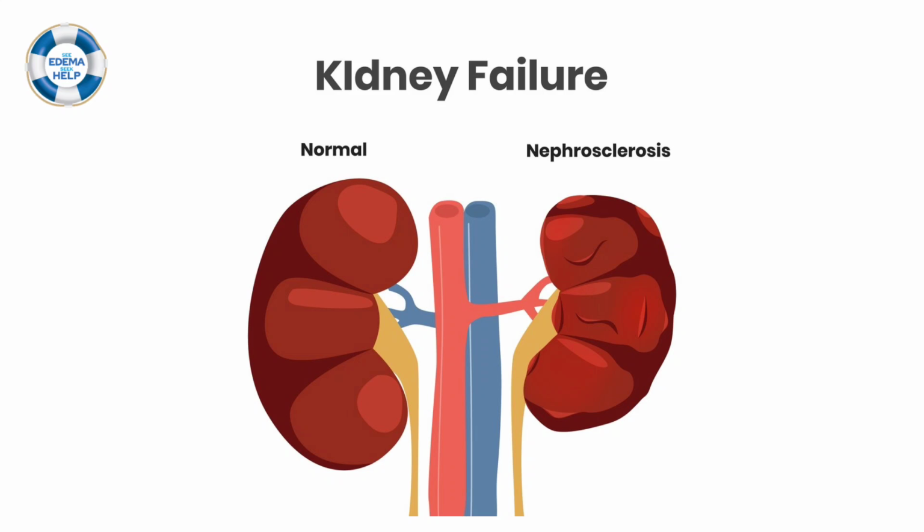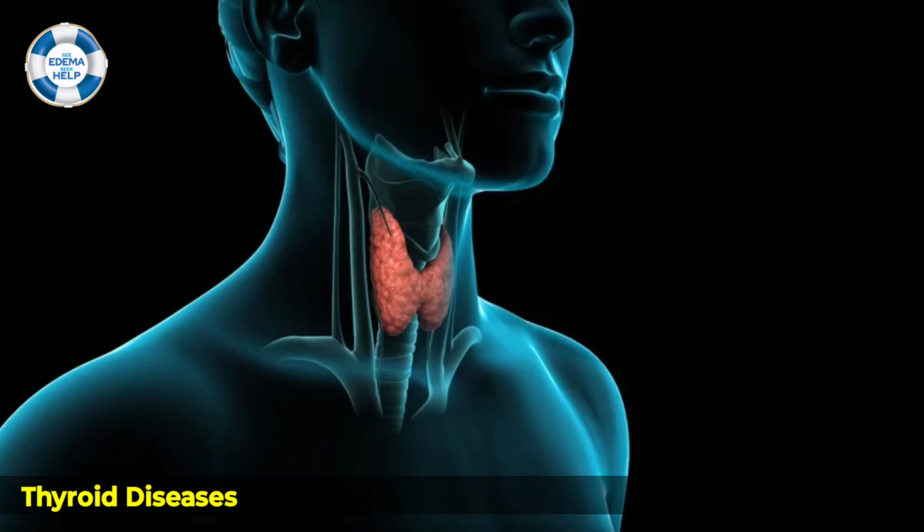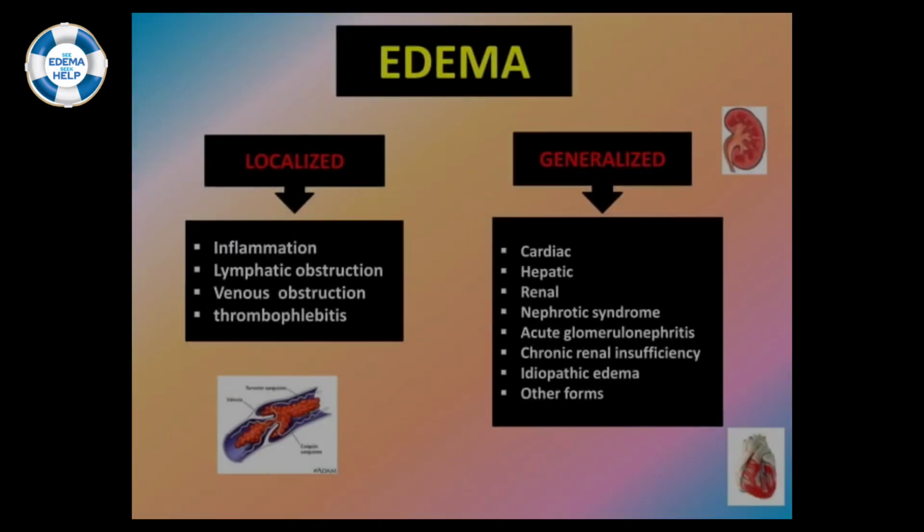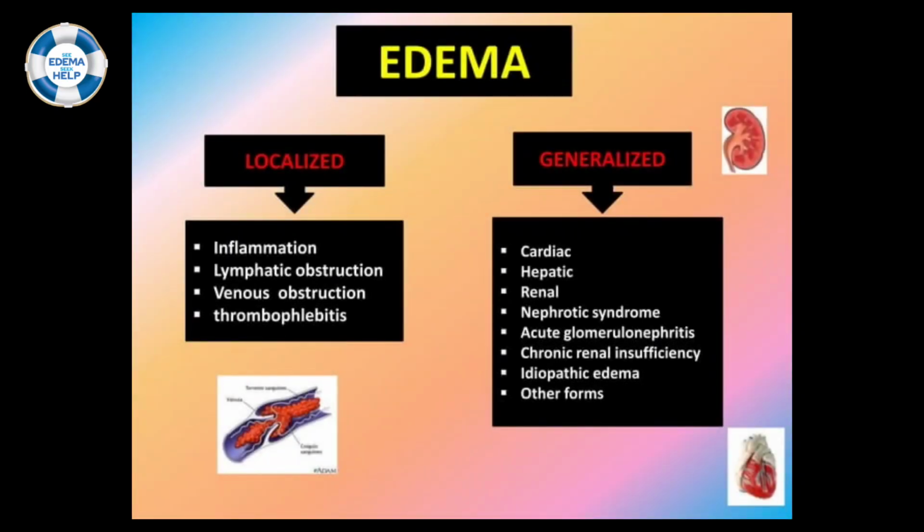Now let's explore how clinicians approach the diagnosis of edema. Firstly, a detailed history helps identify risk factors and underlying conditions such as heart failure, kidney disease, and thyroid disorders. This swelling or edema can be generalized or localized. Generalized edema affects the entire body or large areas and is often linked to conditions such as heart failure or kidney failure. Localized edema causes swelling in just one area of the body. It's often due to inflammation, blocked lymph, or issues with blood flow in the veins.